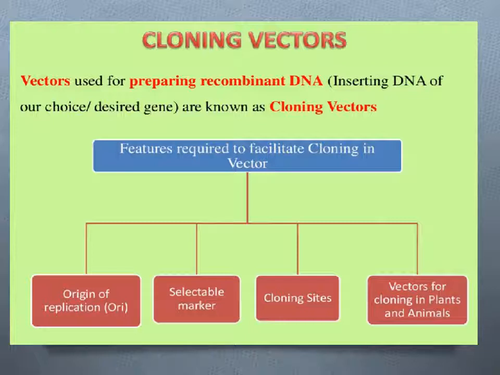Now, a cloning vector must have its own origin of replication or ORI, a selectable marker for identifying recombinants from non-recombinants, and preferably a single recognition site for cloning. There are 4 types of cloning vectors: plasmids, viruses, cosmids, and artificial chromosomes. Plasmid vectors for plants are different from those of the others.